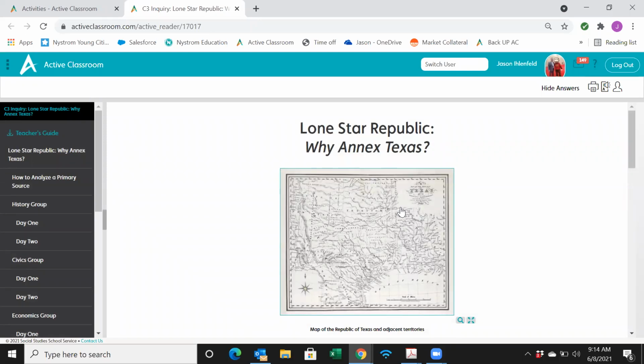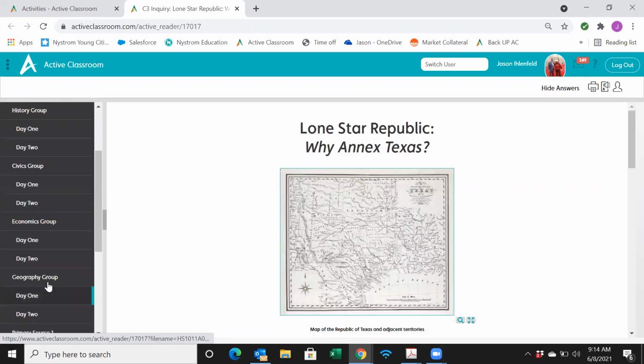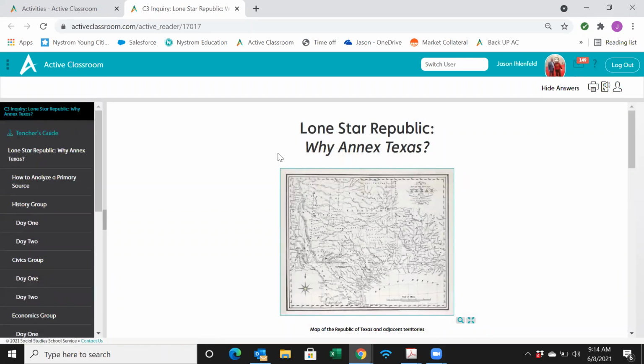The way the C3 inquiry series are built, they're built for students to analyze primary sources, but they're going to be analyzing them through a disciplinary lens. So we have our big driving question, which is, why should we annex Texas? We've got 4 groups here: the history group, the civics, the economics, and the geography group. The students start in their original group.